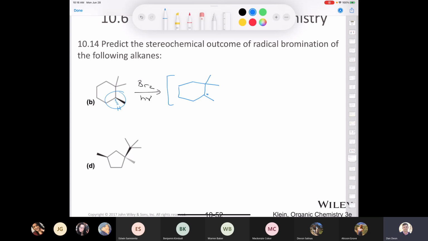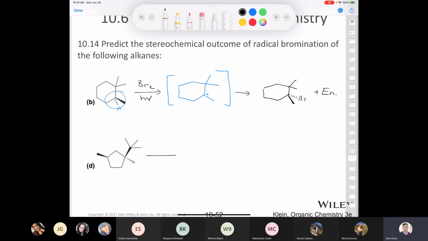So now, when the bromination occurs, it's going to occur from either face of the molecule, and you're going to end up with this. You're going to end up with my gem dimethyl here. We'll put the bromine here and the methyl group here, and then you're going to end up with the enantiomer as well. So you end up with a racemic mixture. All right, let's try the next one.